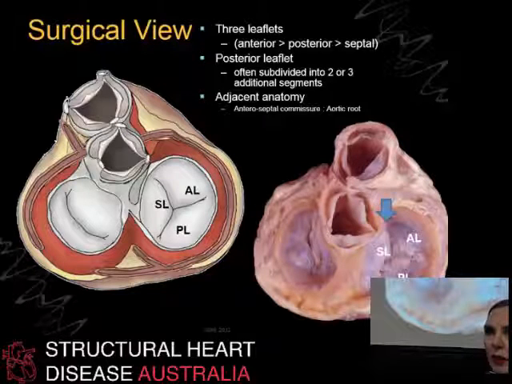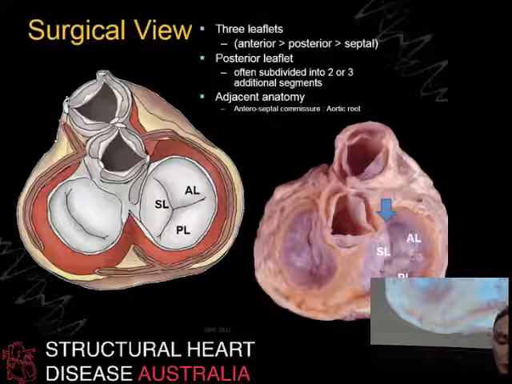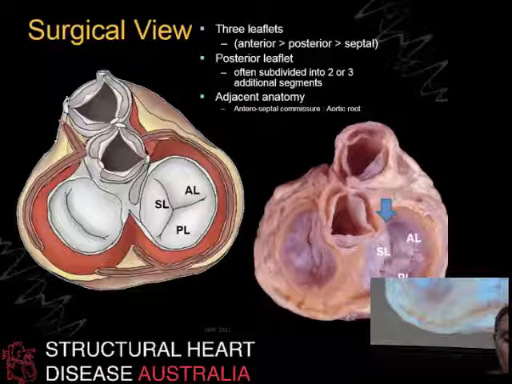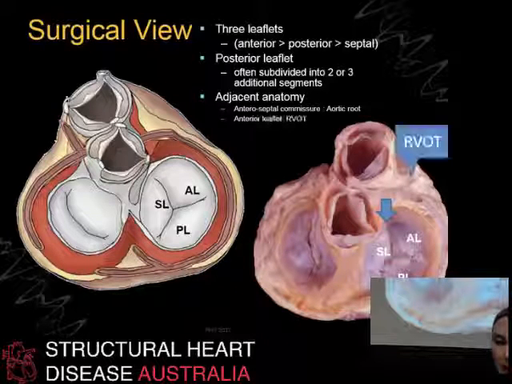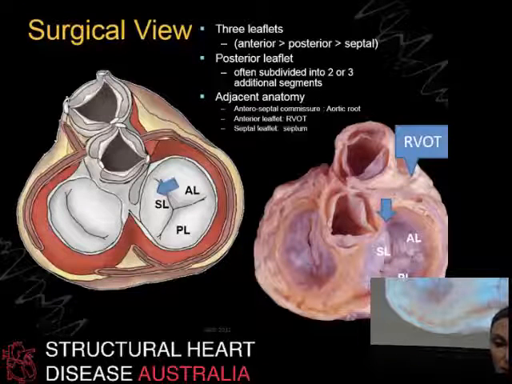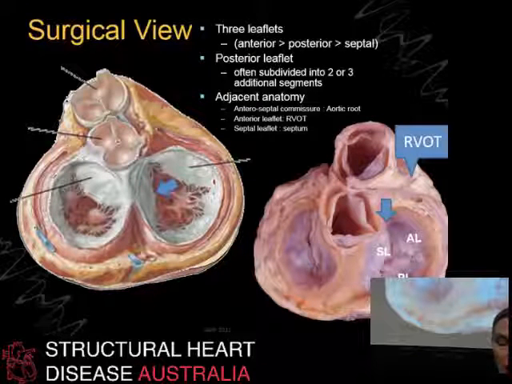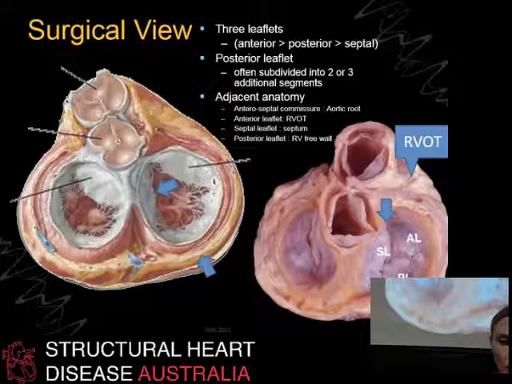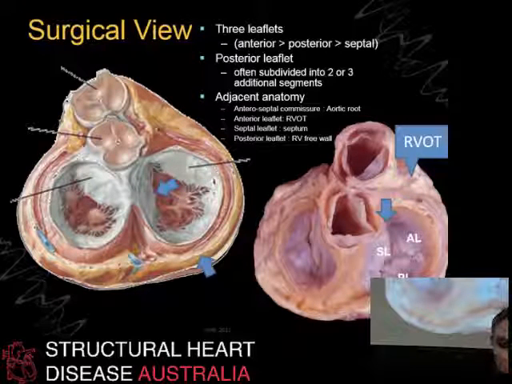When we come to look at our echocardiographic images, it's very helpful to understand the surrounding structures. The anteroseptal commissure of the tricuspid valve sits very close to the aortic root. The anterior leaflet abuts the infundibulum. The septal leaflet arises from the septum, and the posterior leaflet is adjacent to the diaphragmatic right ventricular free wall.